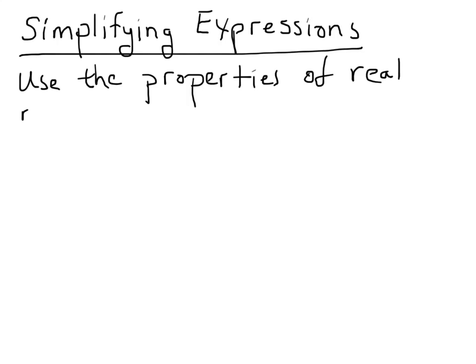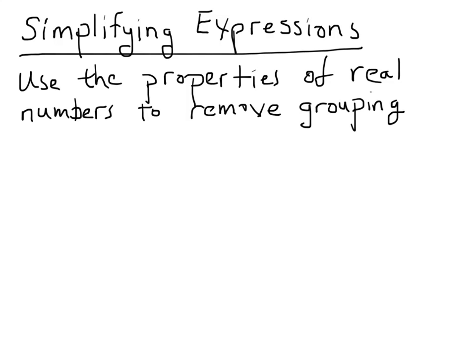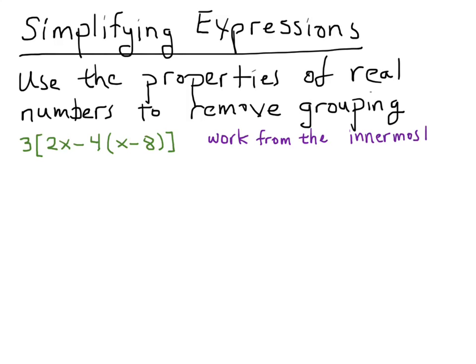Okay, so in order to simplify the expressions, we want to use all those properties of real numbers that we went over before to remove anything that's grouping them. So when we have, let's say a polynomial is what it's called, where we have the sum of several different terms, what we want to do is make sure that we remove the parentheses and the brackets. And the strategy here is that we work from the innermost parentheses outwards.